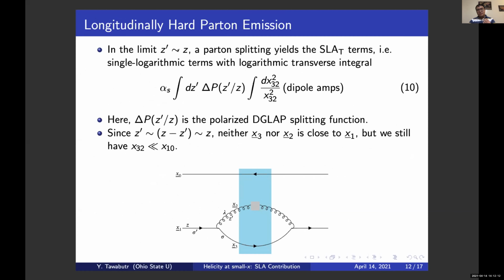So as a result of this, the splitting term in the evolution equation will be non-logarithmic in the longitudinal integral. And as long as we keep this limit true, like so, the separation between the daughter partons being much smaller than the separation of the parents, then the transverse integral will be logarithmic. And now we have a single logarithmic term whose transverse integral is logarithmic, or we call them SLAT.